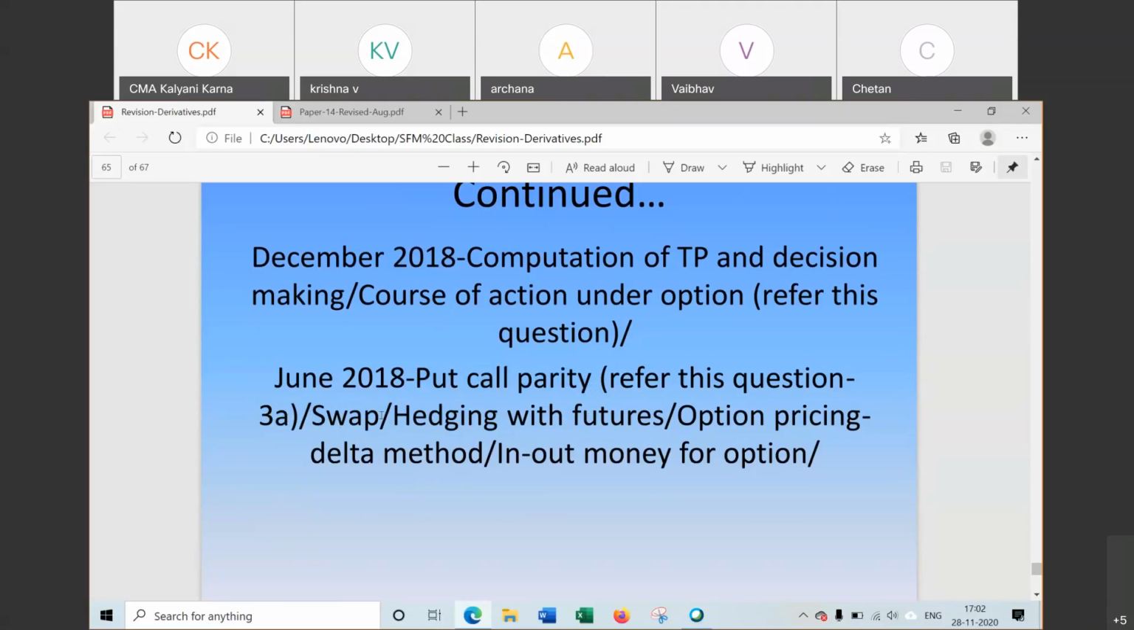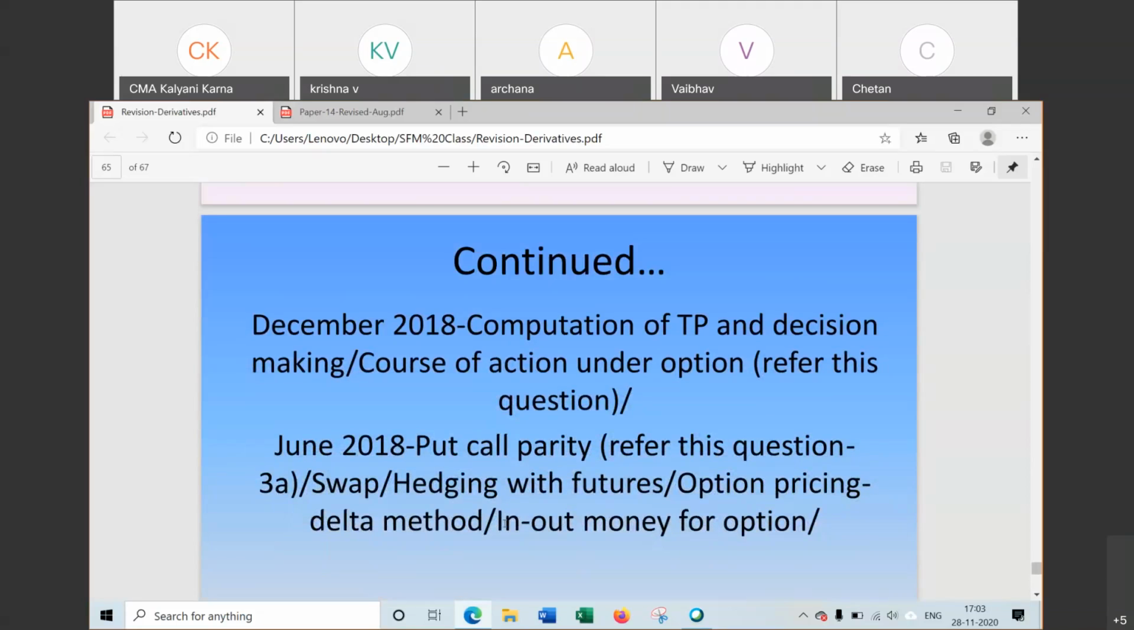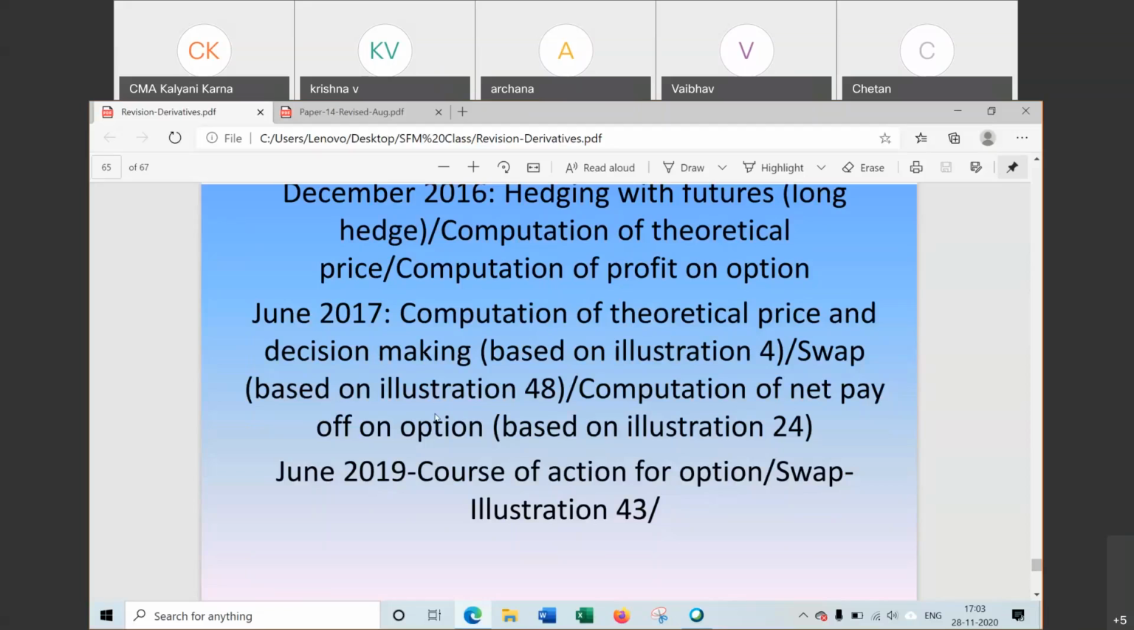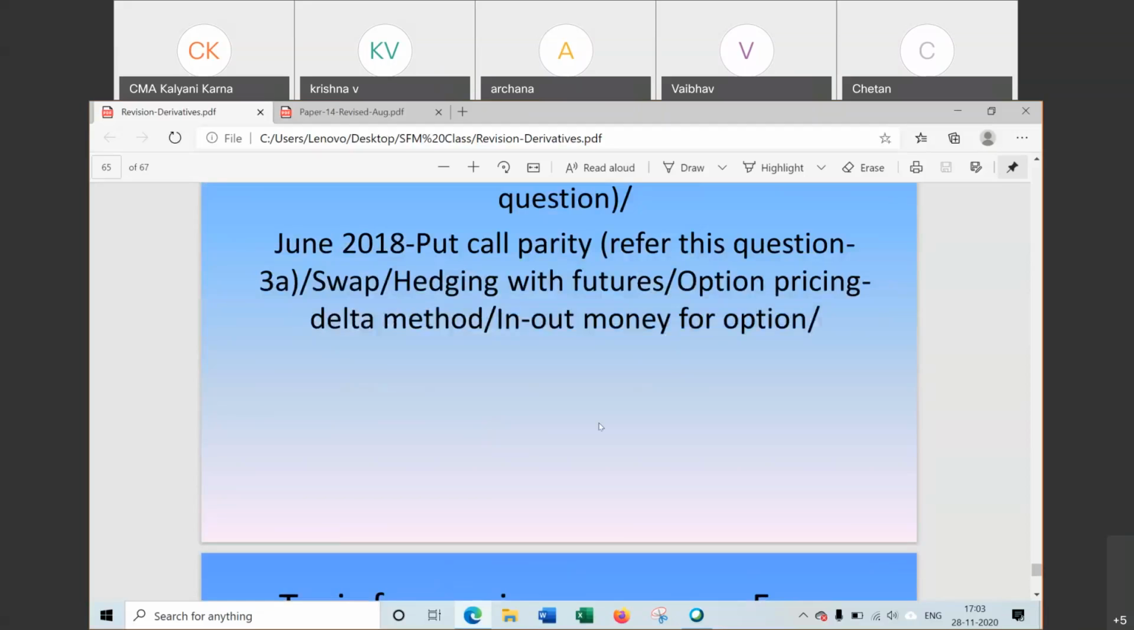Next one, swap question based on 43 question, that is swap deal. Hedging with futures, long position, short position. This question we have done. Long hedge. Option pricing delta method has been asked here in June 2018. In money out money situation for option in June 2018. Almost this question is in every attempt. December 2000, all the attempts, this question based on option.